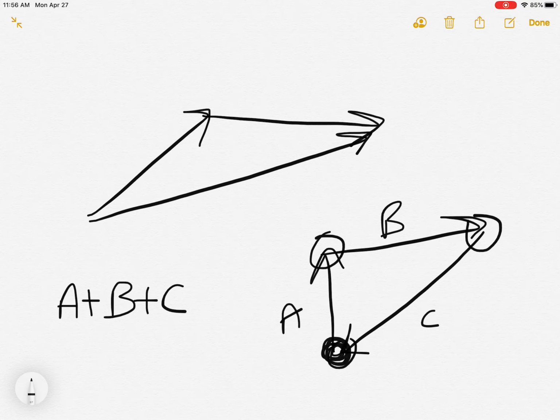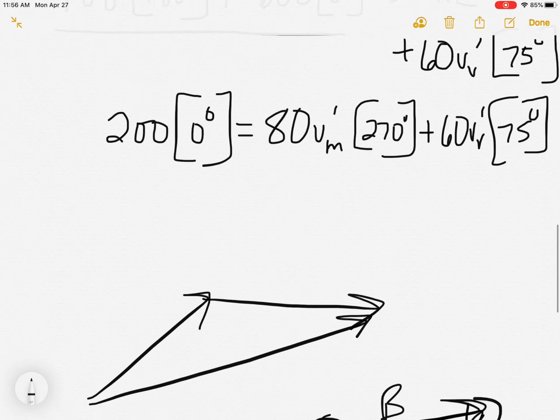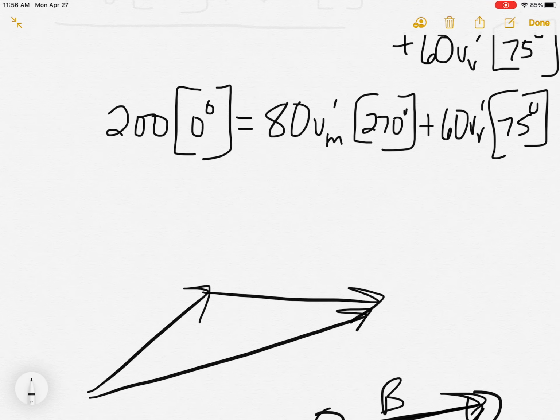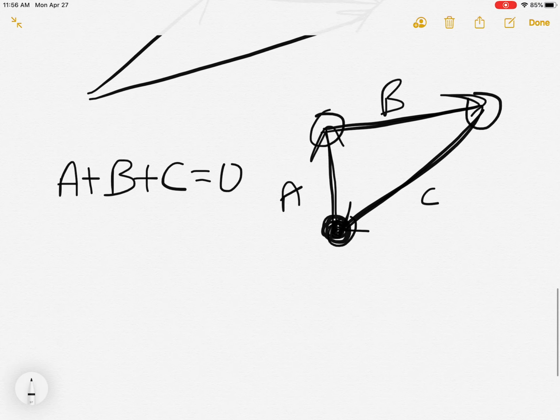If we call all these vectors A, B, and C, this triangle is A plus B plus C. And if you think about it, we started down here. We went up and over and down. We ended up back where we were. Which means, if we end up back where we were, the net result is nothing. So when you draw a triangle where everything is tip to tail, it has to equal 0. There's no other way about it.